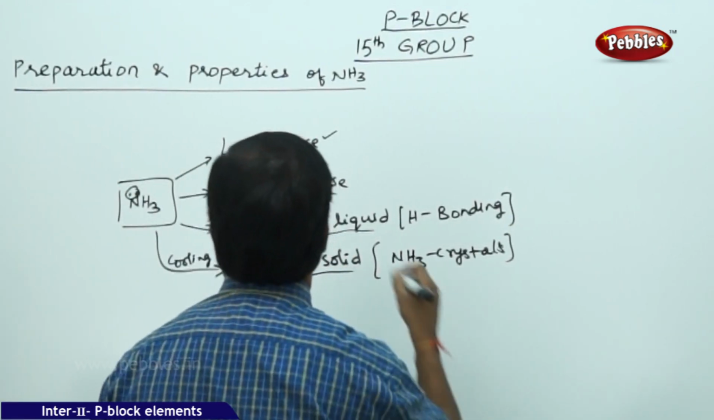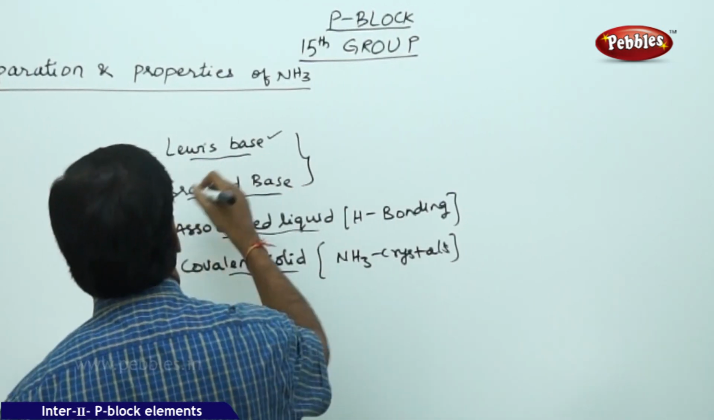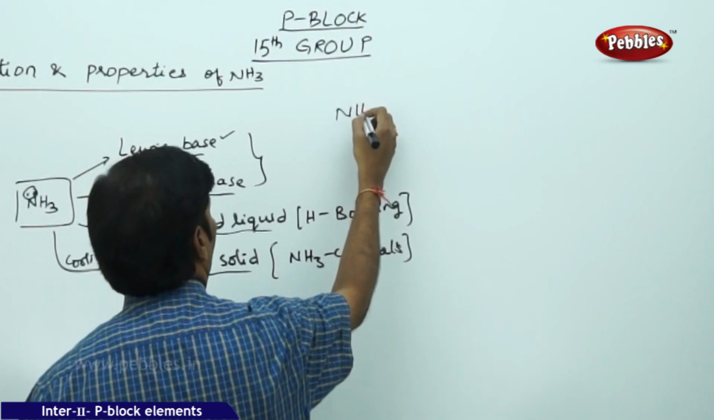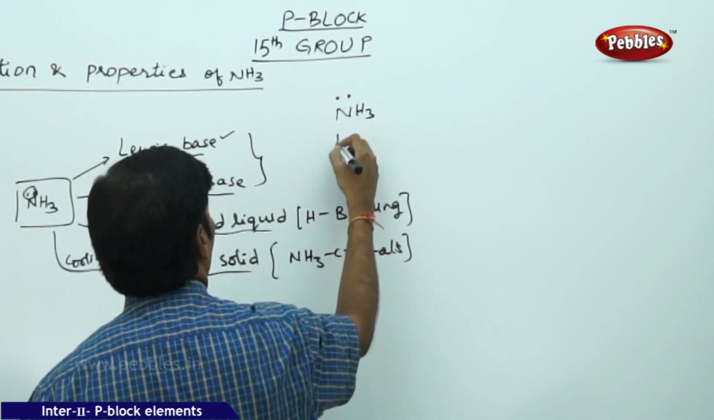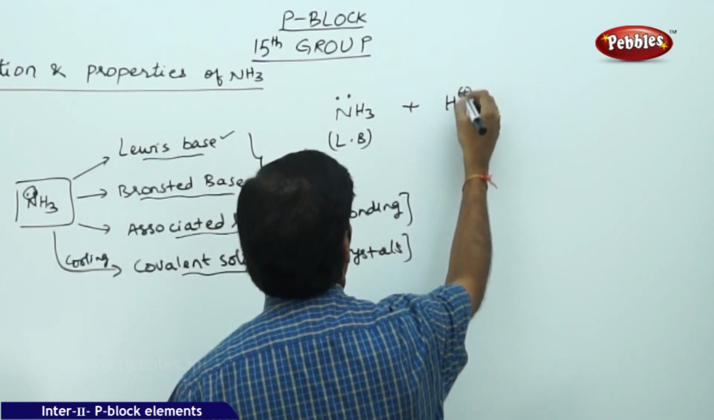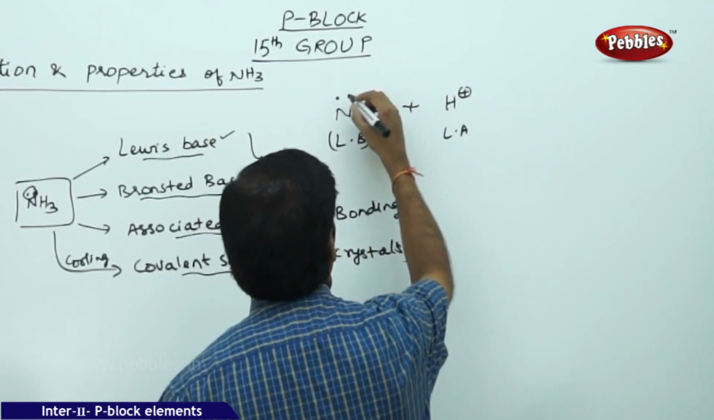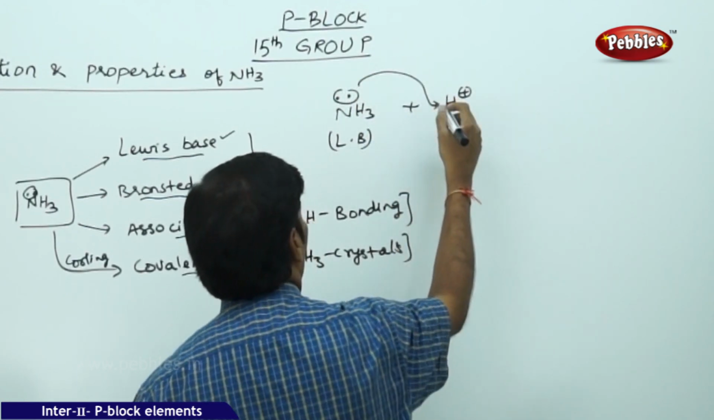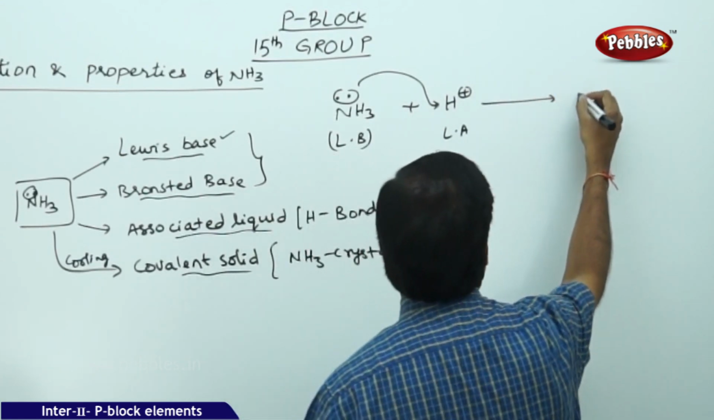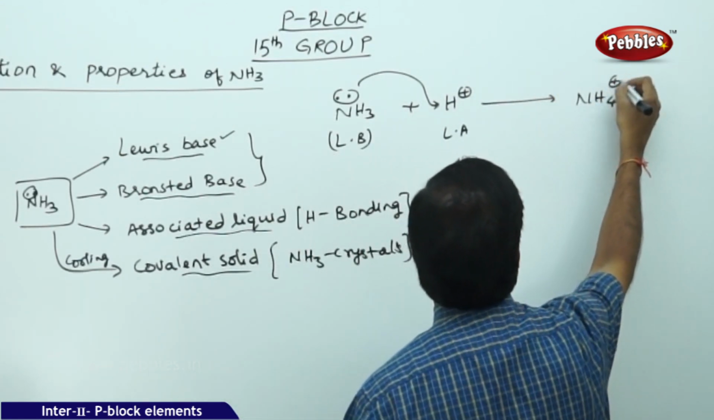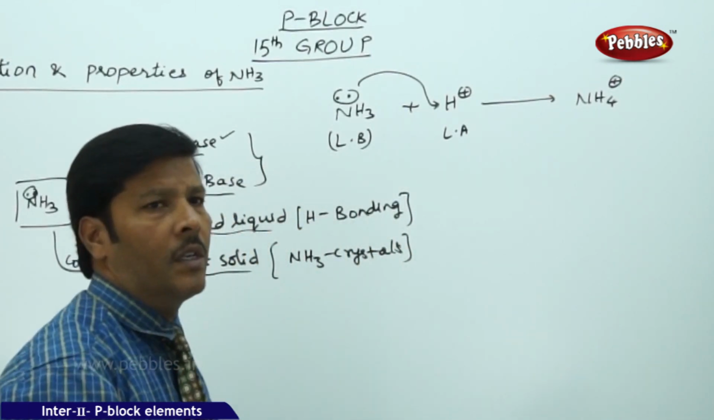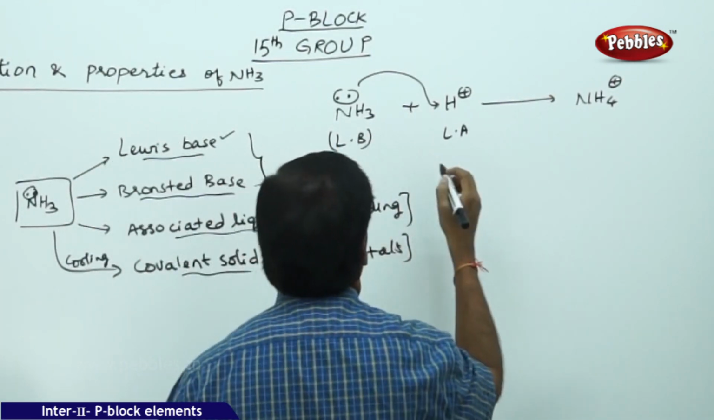Now let us give proof for why ammonia can act as a Lewis base and Bronsted base. For example, if ammonia is acting as a Lewis base, LB stands for Lewis base, it donates its lone pair to a proton. Here the proton is acting as a Lewis acid. This proton, behaving as a Lewis acid, accepts a lone pair of electrons from ammonia and gives a new species, the ammonium ion. So this equation indicates that ammonia is perfectly acting as a Lewis base.